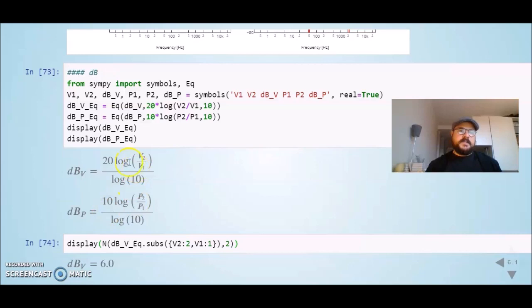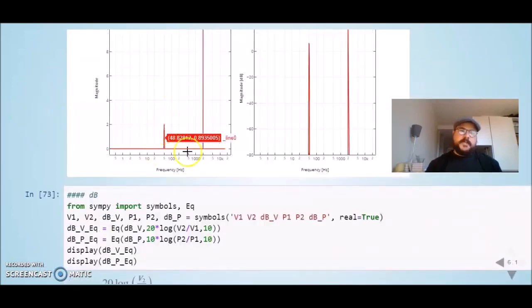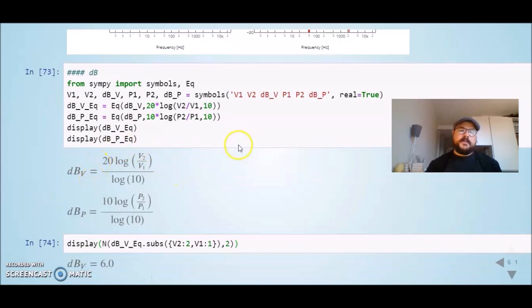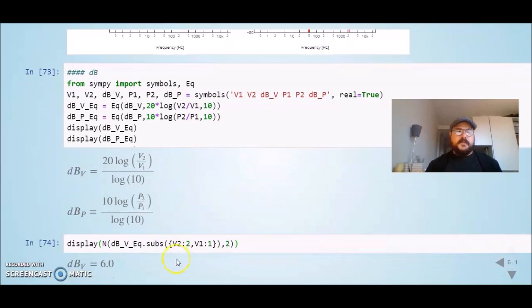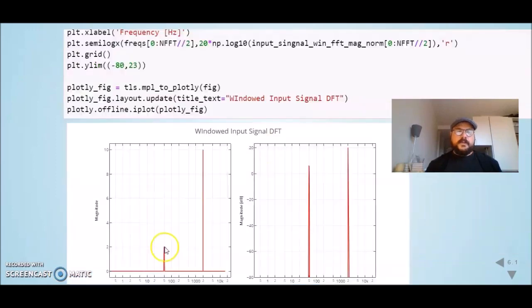And we see the biggest difference here is that we have 10 log for power and 20 log for voltage. So if we have our values here and we solve these equations, we will see that, for example, when the amplitude is 2 and our reference voltage is 1, we have 6 dB, as we have seen here. So we had 2 here and we have 6 here.